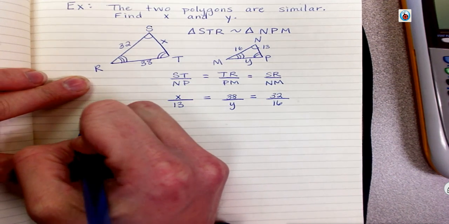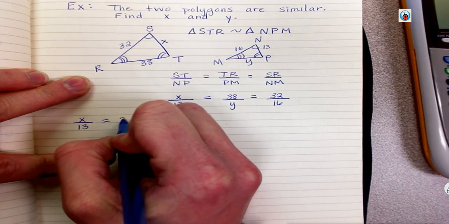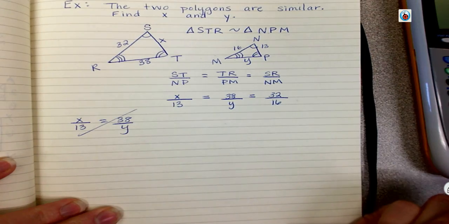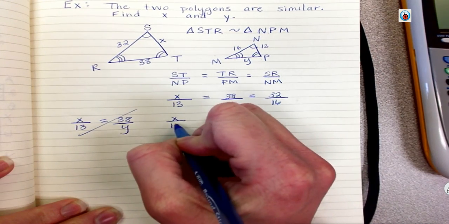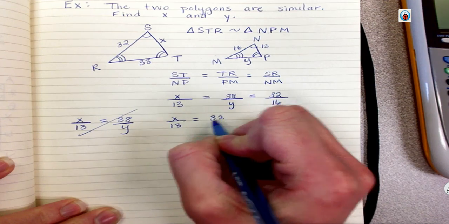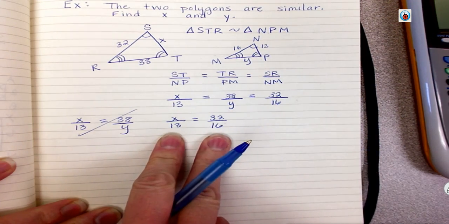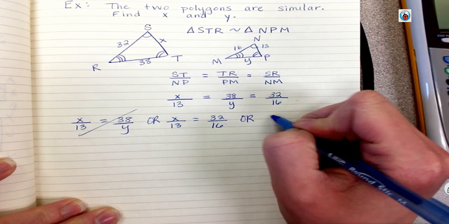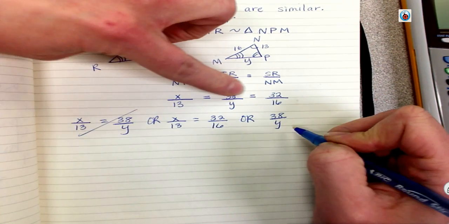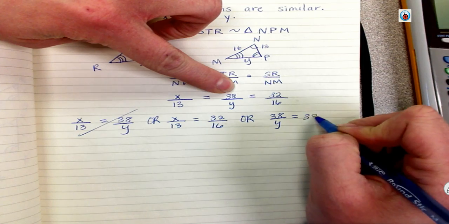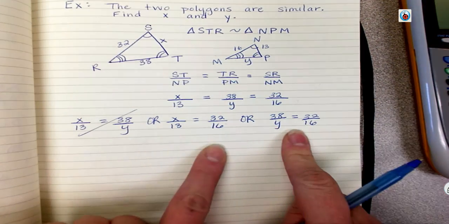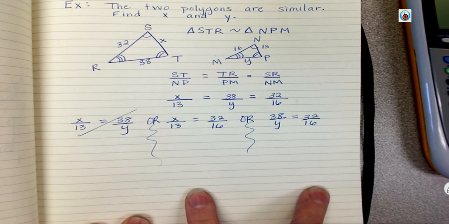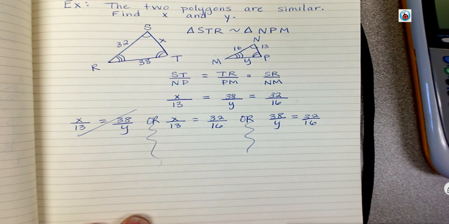I could choose the first two. X over 13 equals 38 over Y. But because I have two different variables, that one won't help us. I can write X over 13 equals 32 over 16. That one I can solve. Or I could write 38 over Y equals 32 over 16. And that one there I could solve. Okay, so three different possibilities, but that one's not going to work. So we're going to solve these two. This will help us find X, that'll help us find Y.